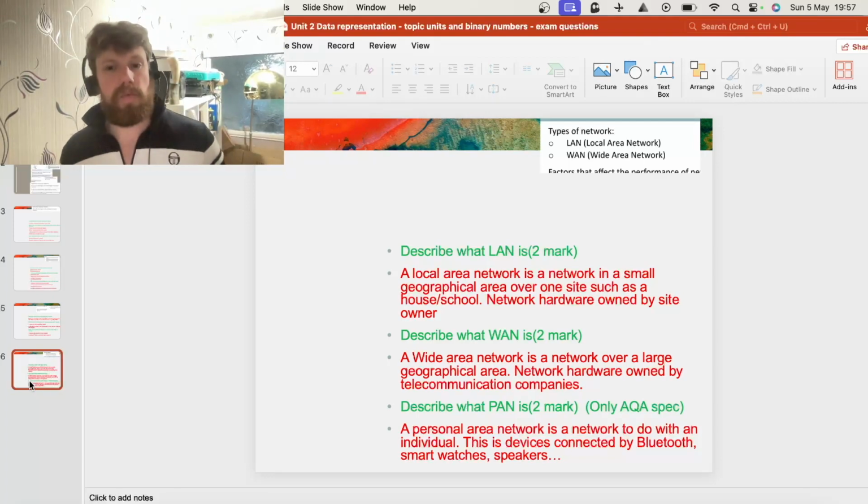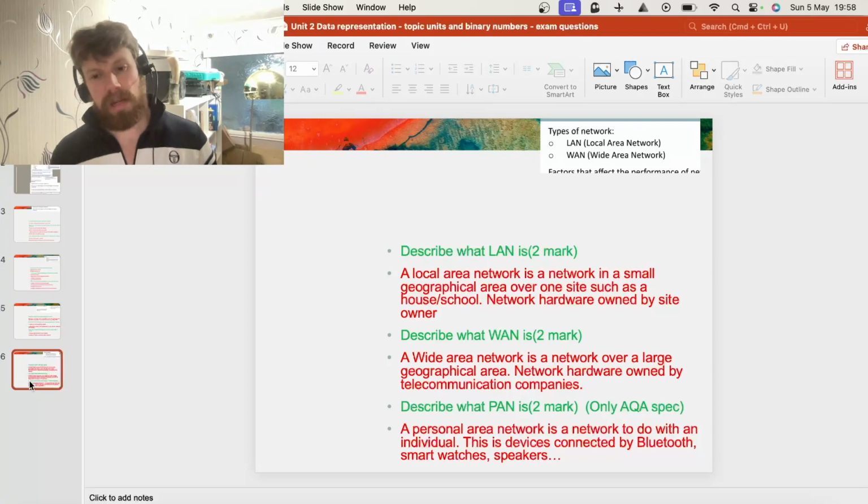The network hardware is owned by the site owner. So that's kind of a second point which people always forget, and they don't get that second mark unless they talk about the network hardware being owned by someone. WAN is a wide area network, and it's over a large geographical area. Network hardware is normally owned by telecommunication companies, and the largest example of a WAN is the internet.